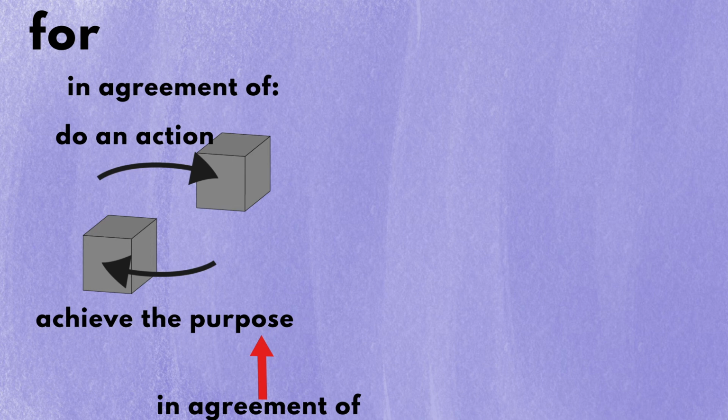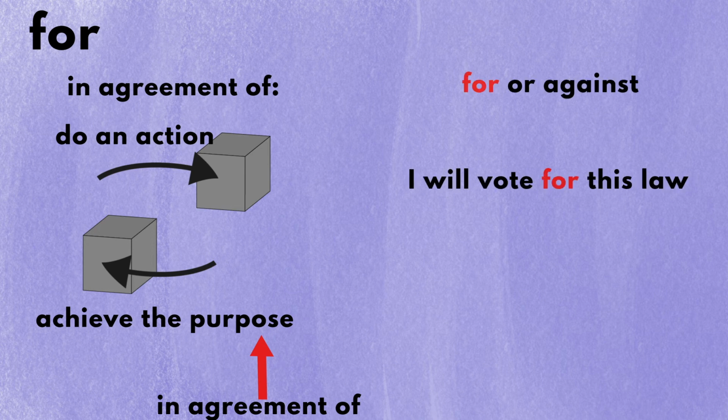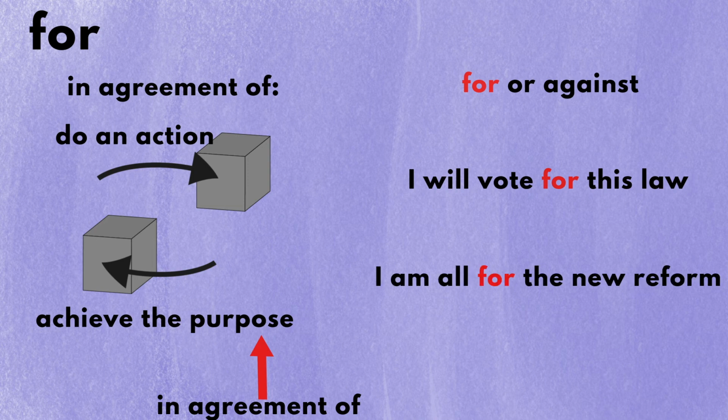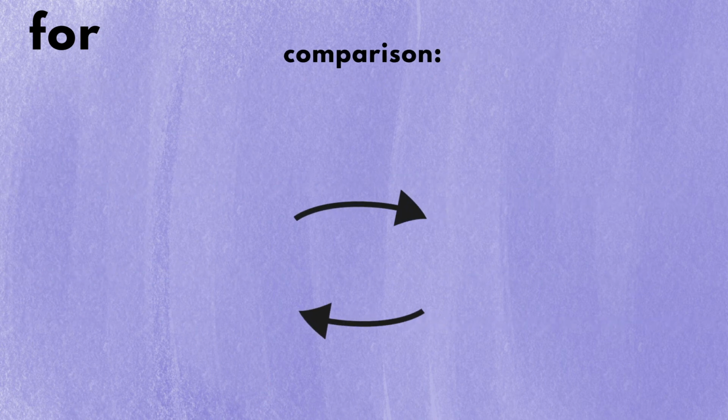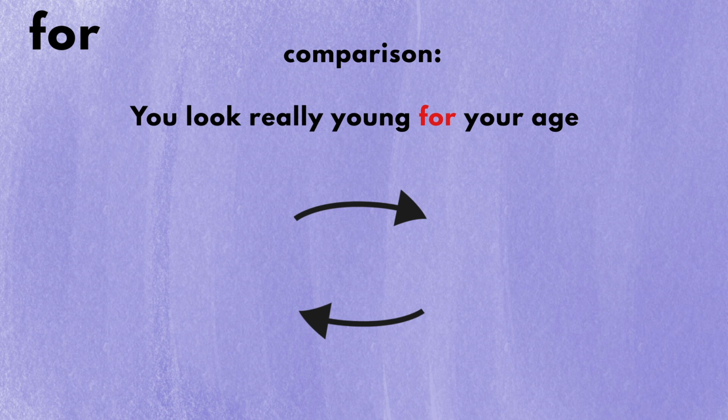For this reason, people often say "for or against," or "I will vote for this law," or "I am all for the new reform." The next meaning of "for" is comparison, as in "you look really young for your age."